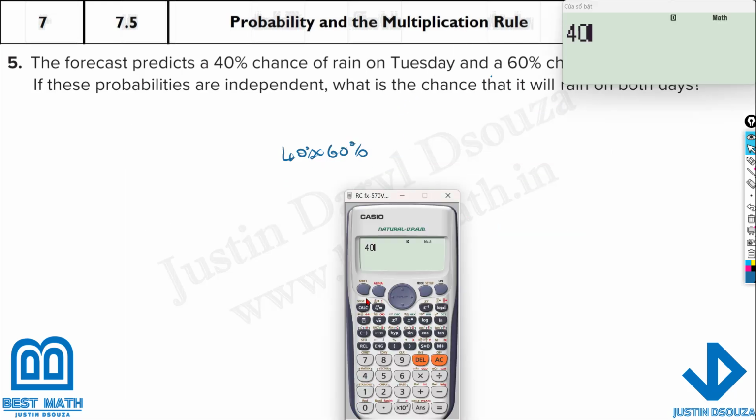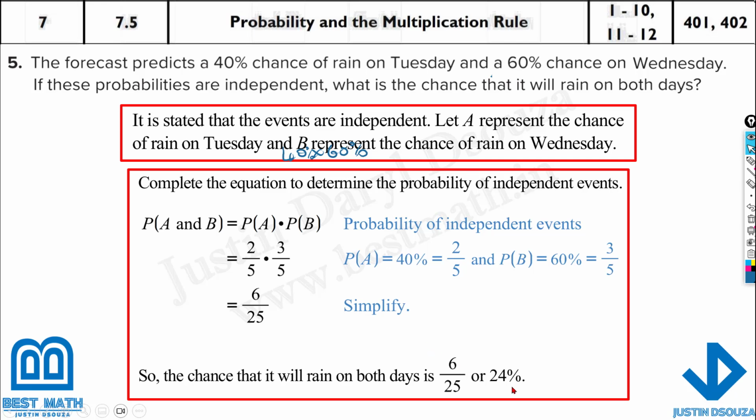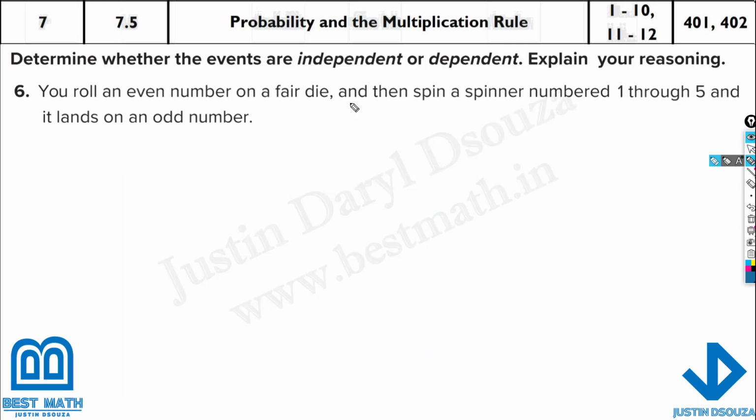Let me show you by percentages itself. All you need to do is 40, then use the percent symbol. Or you can take 0.4 multiplied by 60%. And the answer is 0.24. It's 24%.